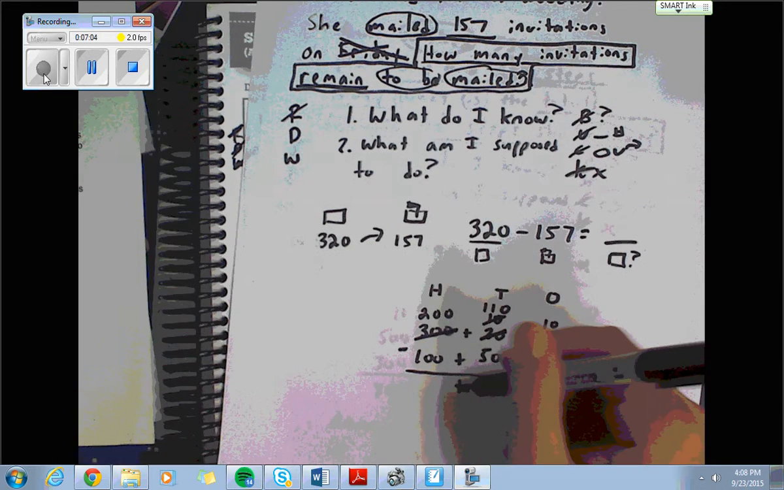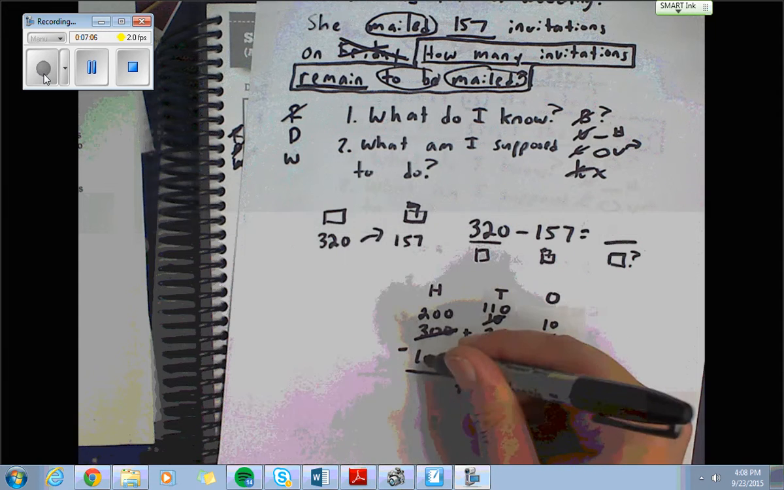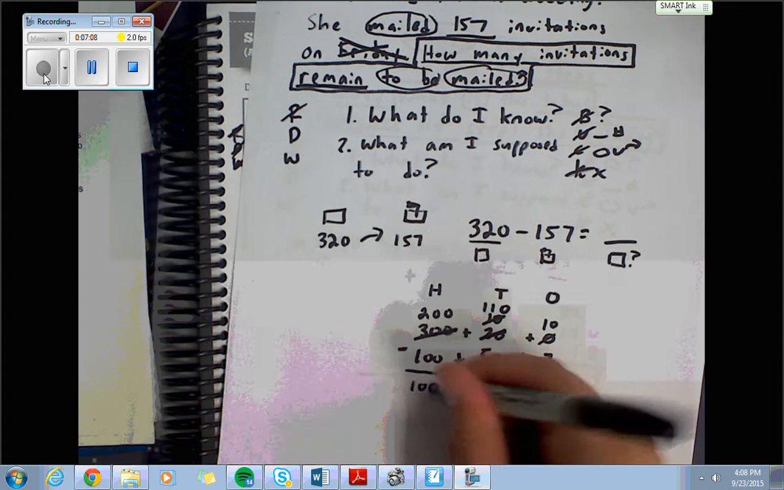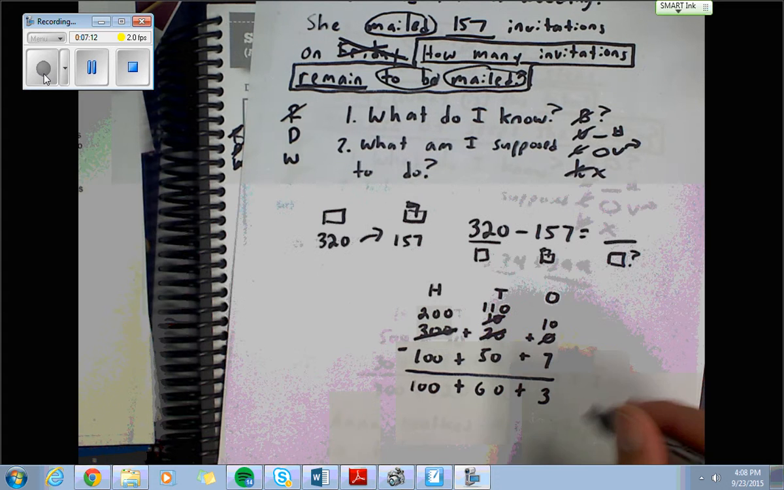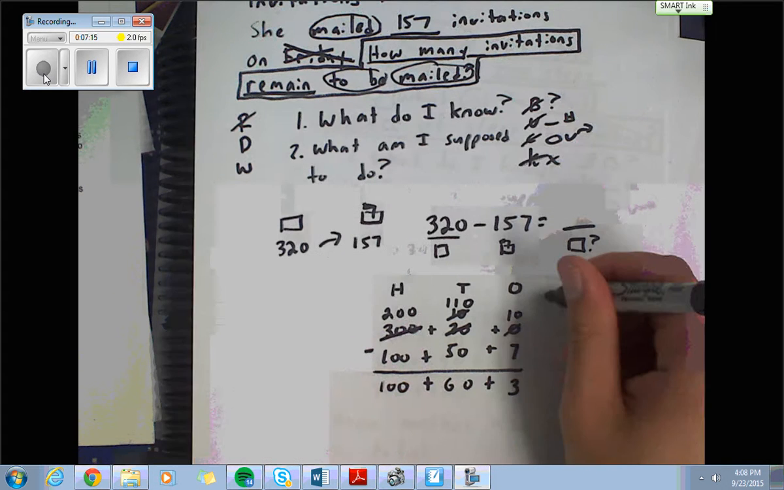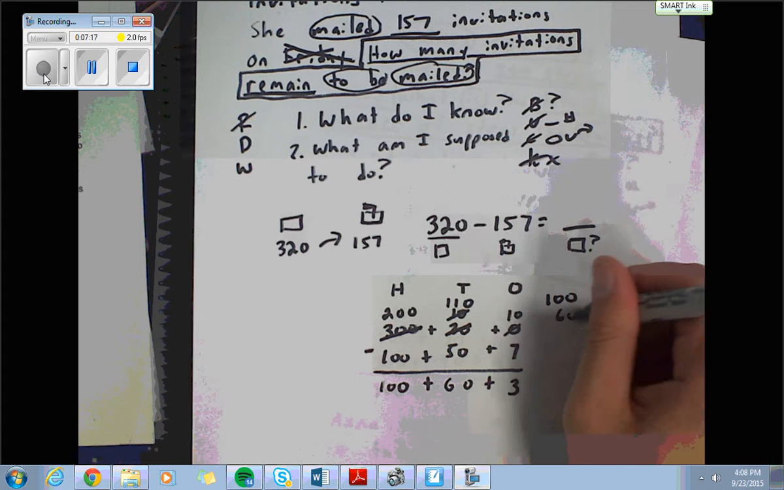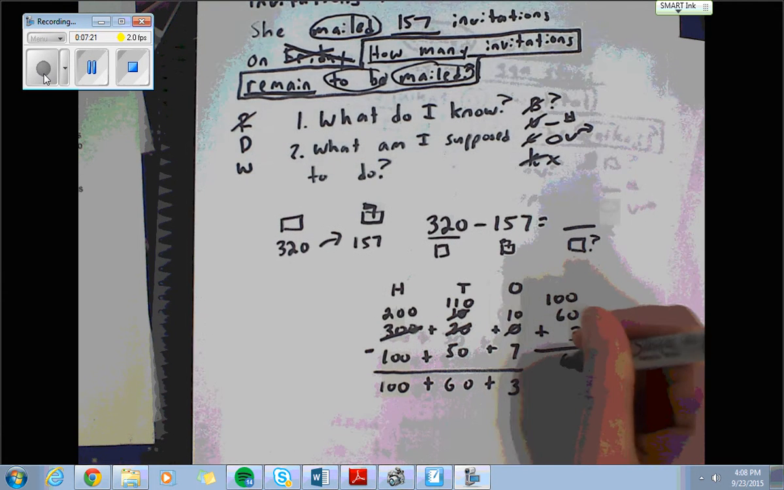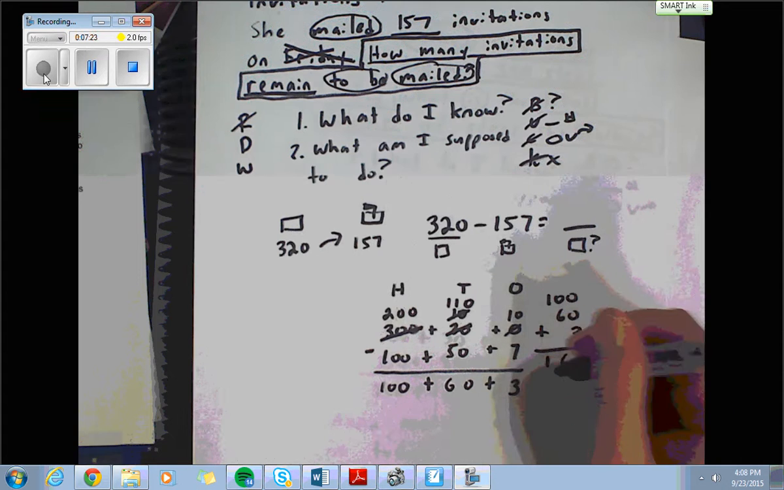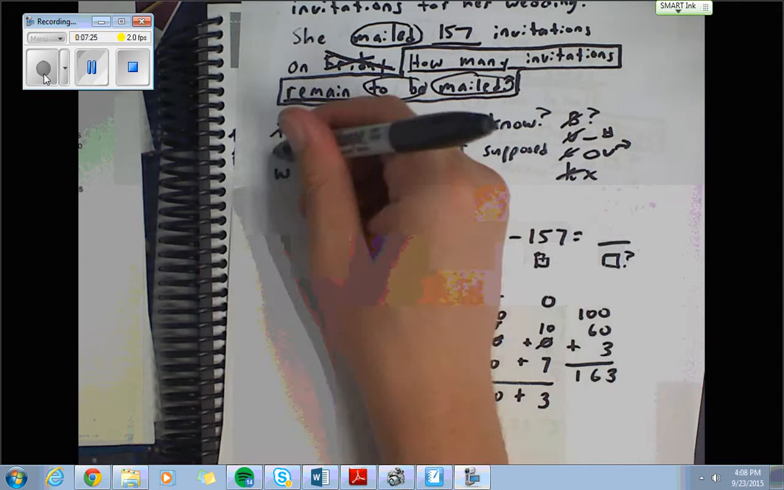Okay, last do your hundreds place. I have 200, take away 100, I have 100 left over. Not done yet. Let's take our expanded form here and turn it into standard form. So we do 100 plus 60 plus 3, and I find out that she has 163 invitations left. Okay, cross off my draw model.